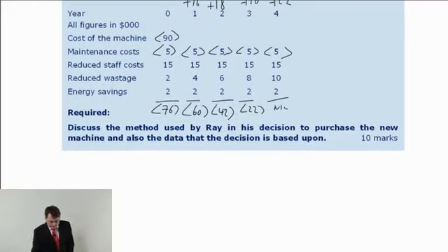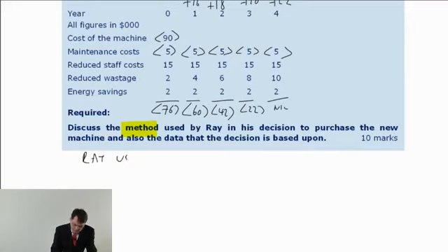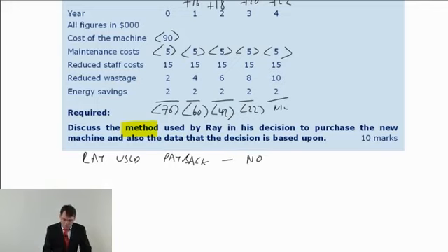Except the question says, do you agree with the method he's used? So what Ray has done, Ray has used payback. Do you agree with that or not? Now, a lot of students say no. A lot of students say, no, I do not agree, because there is no discounting. In here, Ray hasn't discounted anything. What a lot of students say is Ray should have done an NPV.